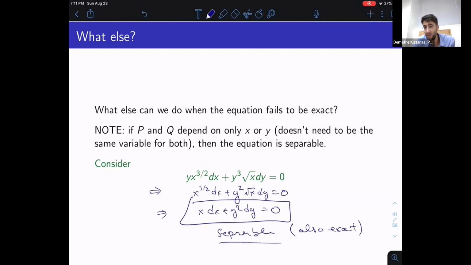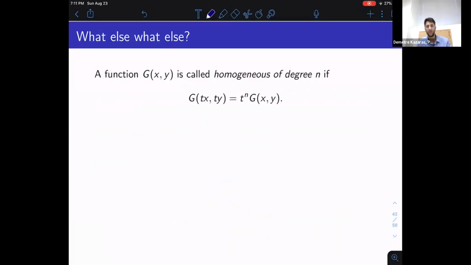But it turns out you can solve this one without too much work. That's just something to keep in mind. You might be staring at a separable equation. Okay, what else can you do? Well, here's another scenario. We're kind of listing off scenarios in which the equation is not exact, yet you can still do something. So here's another interesting situation.